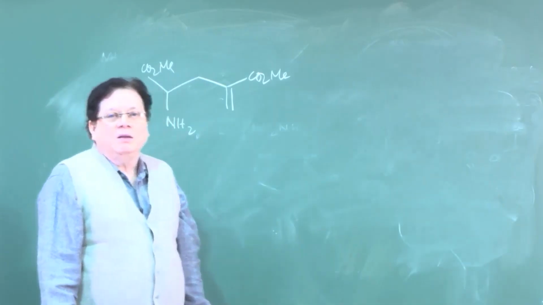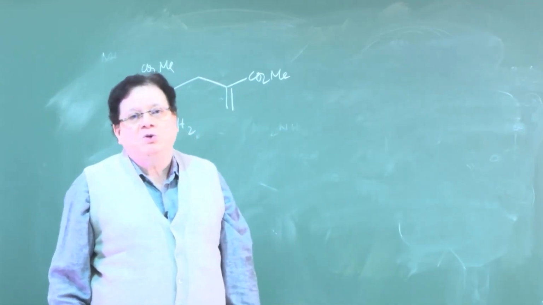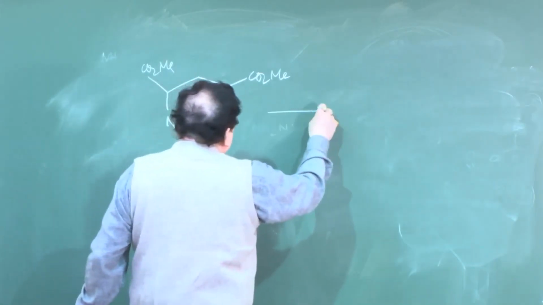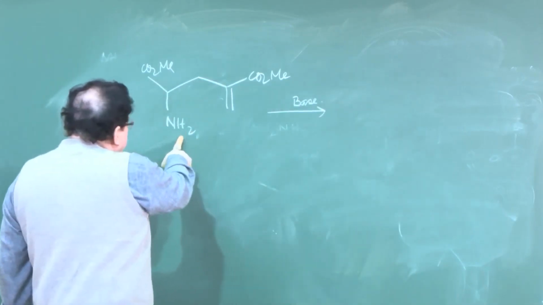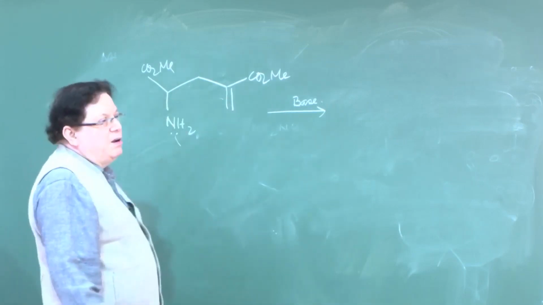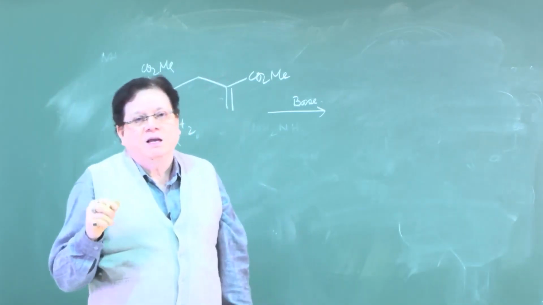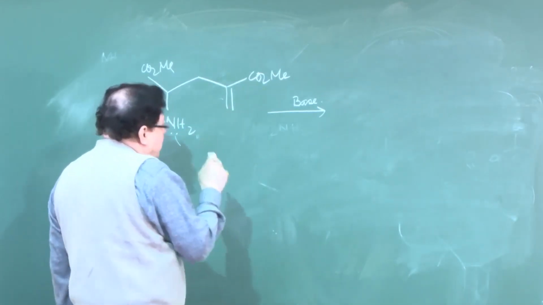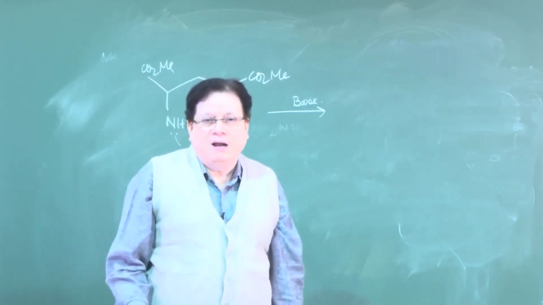Now, let me tell you one real story. Suppose somebody is not aware of Baldwin's rule, and this problem is given: what will be the product if you treat with a base? The base is basically abstracting the hydrogen from nitrogen, and the nitrogen will add to the double bond. Now, usually students know Michael addition very well. What is Michael addition? It is basically the addition to the double bond carbon, the beta carbon in an alpha, beta unsaturated system. It is a 1,4 addition.